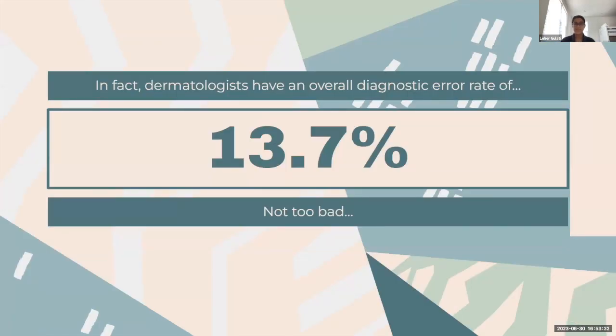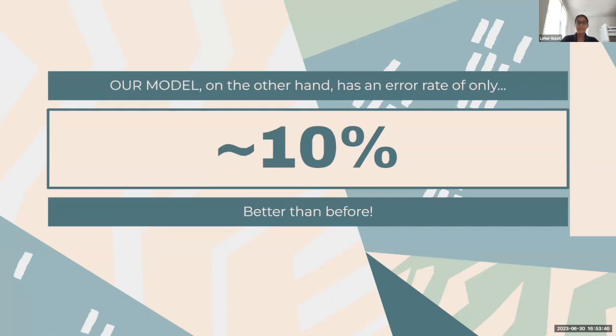In fact, 13.7% is the overall diagnostic error rate of dermatologists. This isn't too bad, but it definitely has some room for improvement. Our model, on the other hand, is a little bit better. It only has an error rate of 10%, which is, of course, better than the previous one. So now passing it on to Aiden to talk about the implementation.